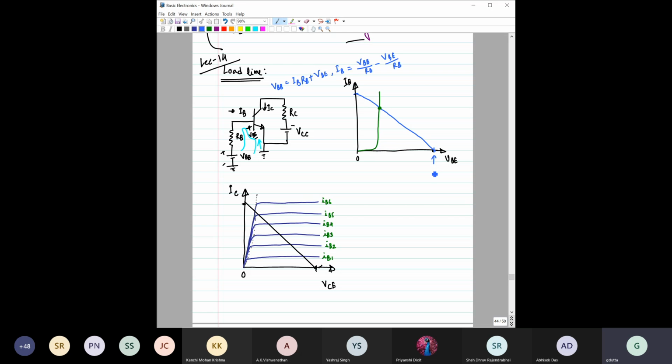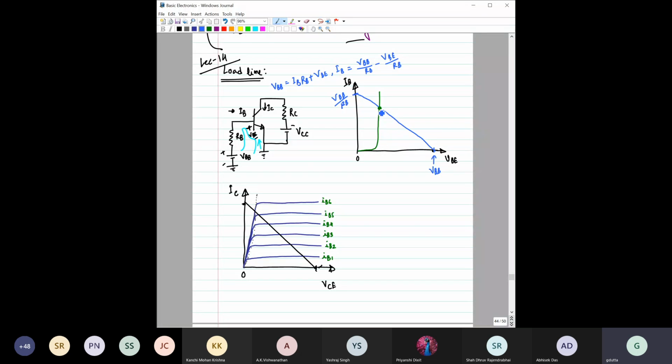So the value of this point is obviously V of BB, right? And then what about this point? Here you have to put V of BE equal to 0. So put V of BE equal to 0, you will find IB will be equal to this V of BB by RB. So this is that point, right? This is the value of this IB here.